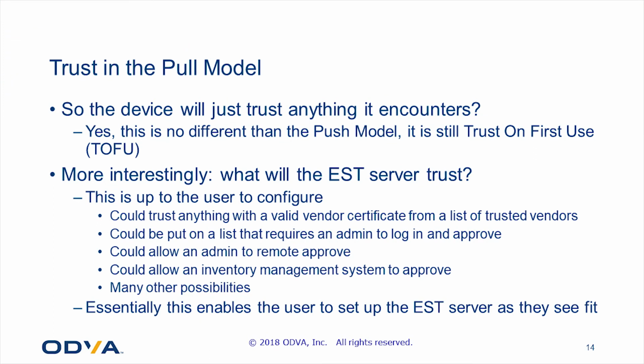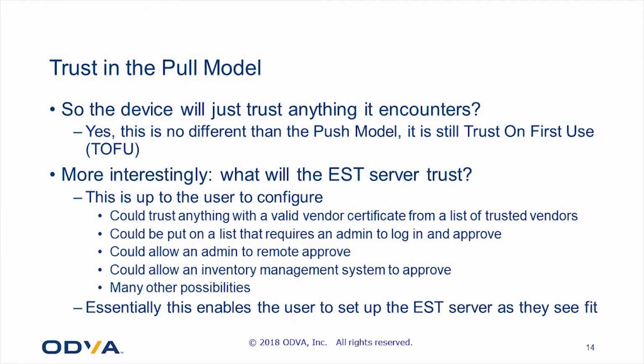So a little more on the trust with the pull model. So the question would be, well, okay, a device tries to discover an EST server. Does it just trust any server that it discovers? And the answer is yes, it does. It's the same model as the push model, where it's trust on first use. So in the push model, it was the first client that gets to the device that is able to provision it. With the pull model, it's the first EST server that the device discovers that provisions the device for its certificate.